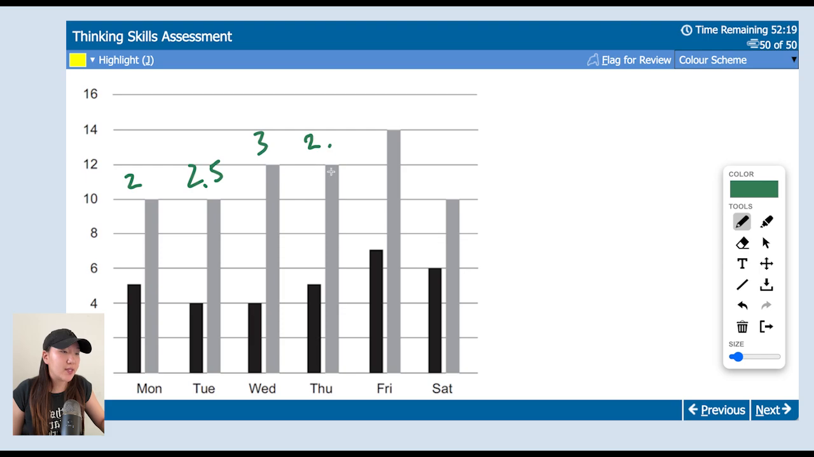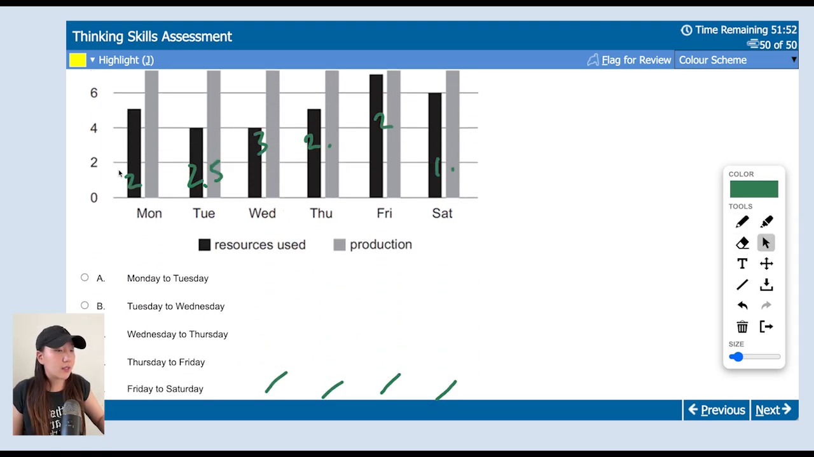Well, that doesn't matter anyway because it's not an increase. And then we have 7 into 14, so that's 2. Again, it's fallen, so it's not going to be from here to here or here to here. And then for Saturday, it's 6 into 10, which is 1 point something. So again, all of these are knocked out. So it's either going to be Tuesday to Wednesday or Monday to Tuesday. Obviously, 2 to 2.5 is a bigger increase than from 2.5 to 3. So it's Monday to Tuesday, which is our answer.